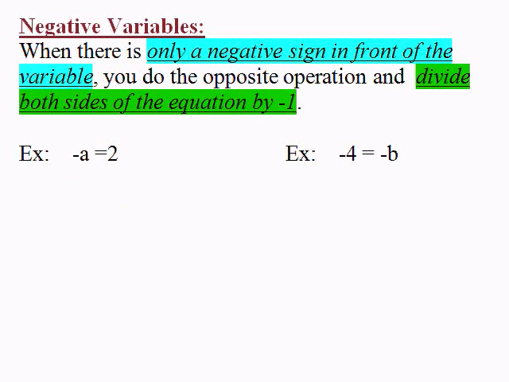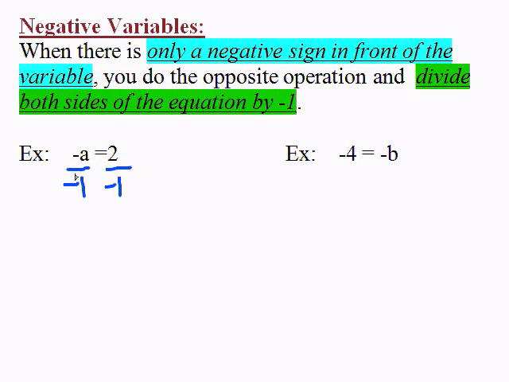The next two examples are the oddballs of solving negative variables. When there is only a negative sign in front of the variable, you do the opposite operation and divide both sides of the equation by negative 1. Let's take a look. Negative a equals 2. Notice, there's just a negative sign in front of the a, meaning the a is not entirely by itself because it has a negative there. To get rid of it, we're going to divide both sides by negative 1.